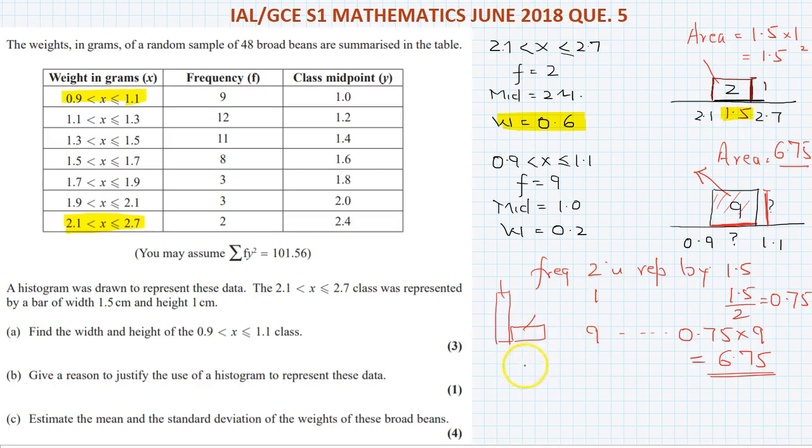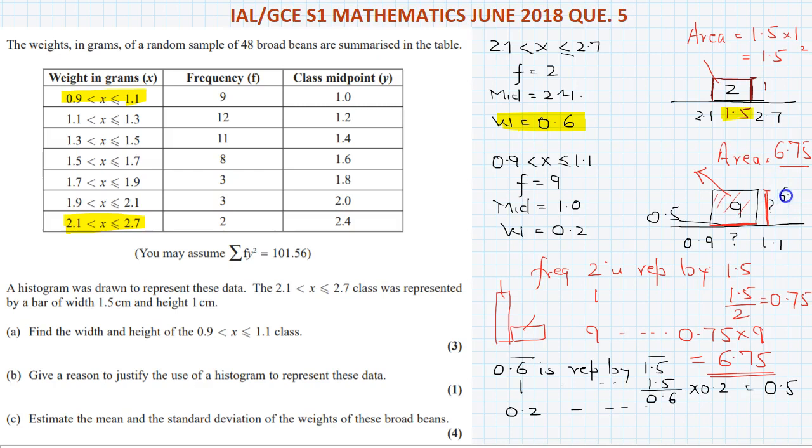So what we can say is 0.6 is represented by 1.5. So 1 is going to be represented by 1.5 over 0.6. And this is 0.2, which is going to be represented by 1.5 over 0.6 into 0.2. It's easy even mathematically: 3 parts of this, 3 parts of this. So that is equal to 0.5. So this width is 0.5.